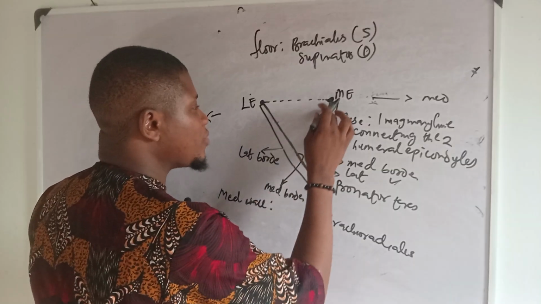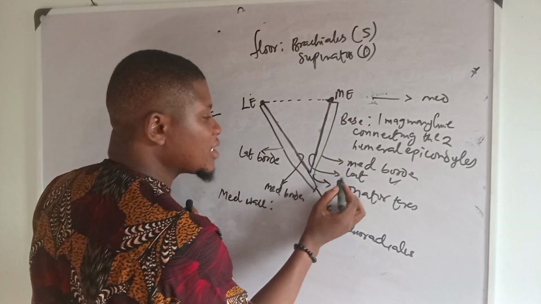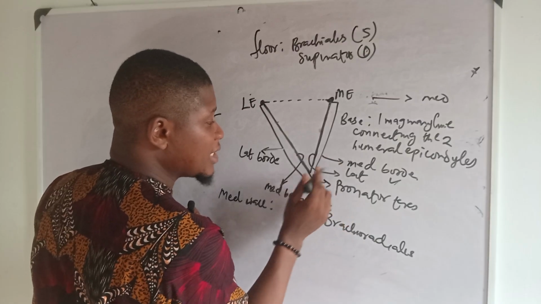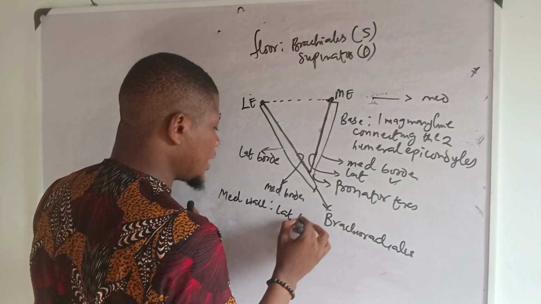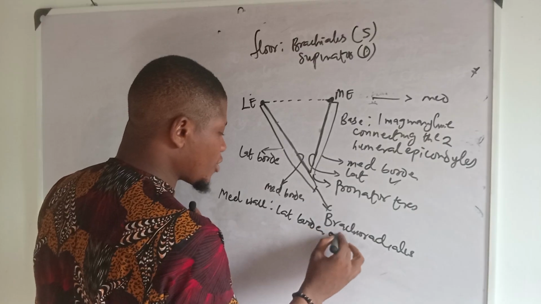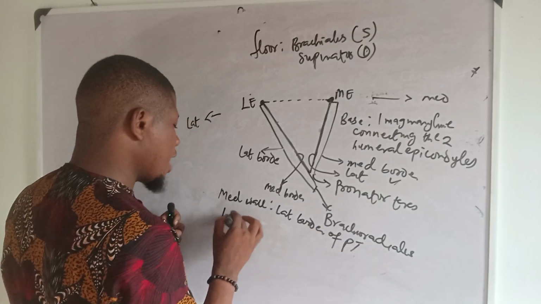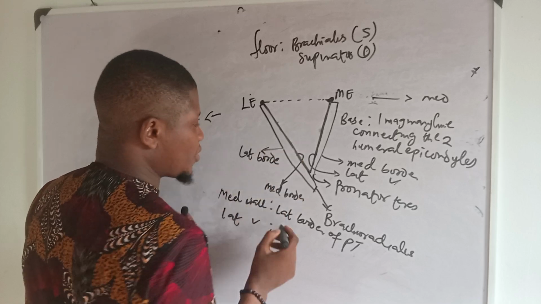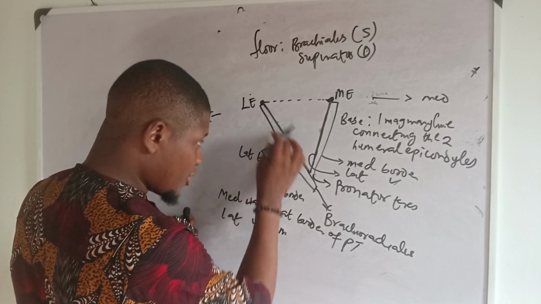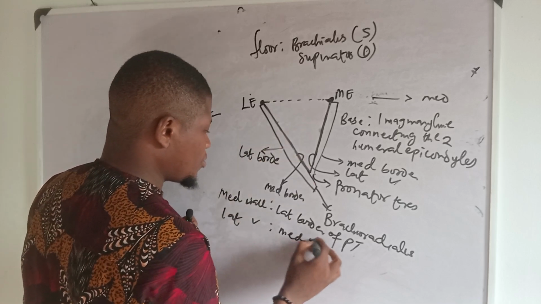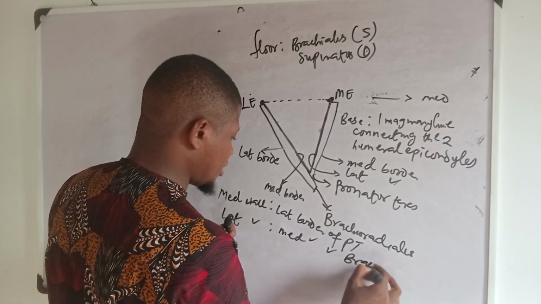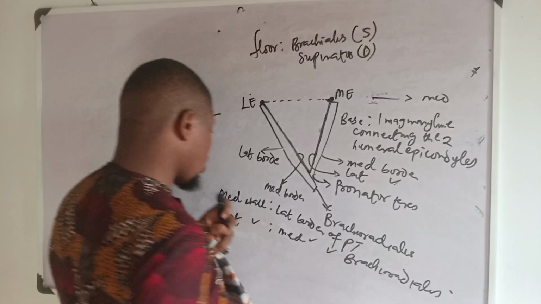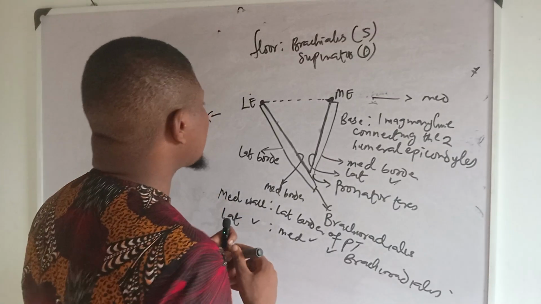The medial wall. Look at the medial wall. The medial wall, as you can see, is formed by the lateral border of pronator teres, while the lateral wall is formed by the medial border of brachioradialis. Okay, so I think we are done with the walls.